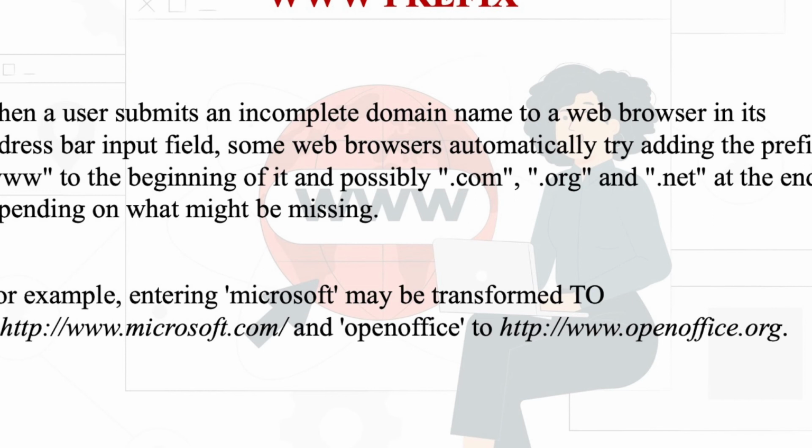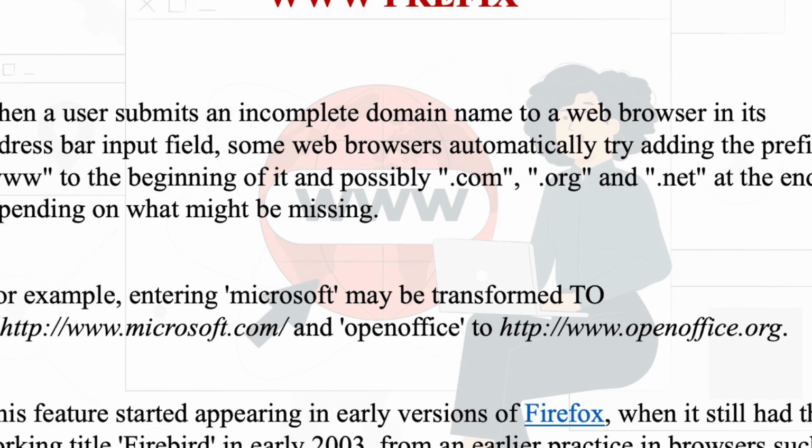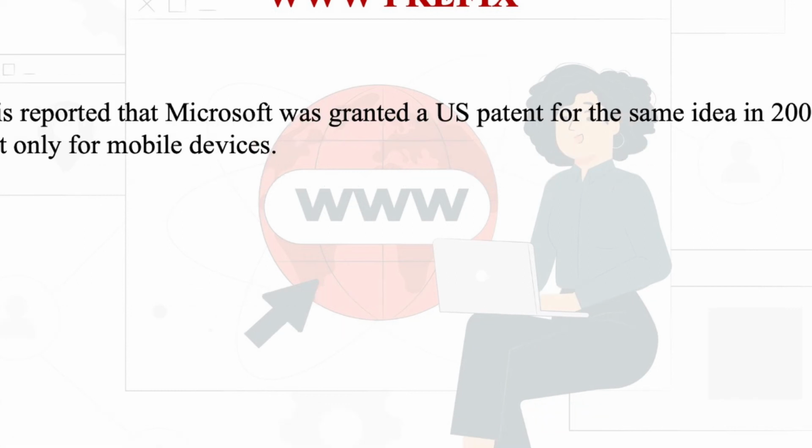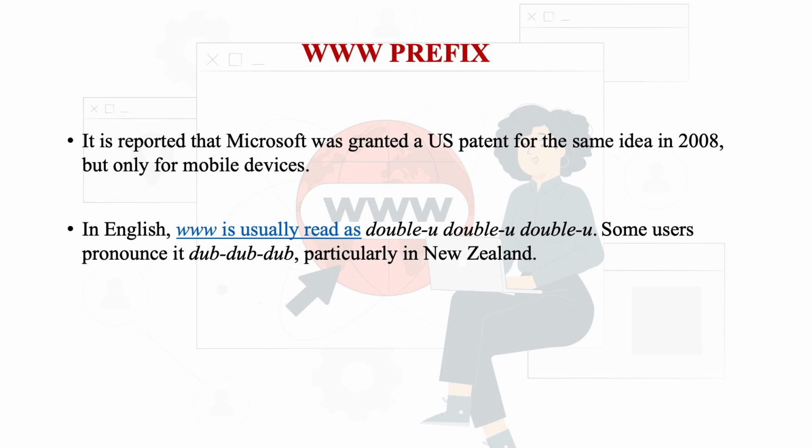For example, entering Microsoft may be transformed to http://www.microsoft.com and OpenOffice to http://www.openoffice.org. This feature started appearing in early versions of Firefox when it still had the working title Firebird in early 2003, from an earlier practice in browsers such as Lynx. It is reported that Microsoft was granted a US patent for the same idea in 2008, but only for mobile devices. In English, www is usually read as "double-u double-u double-u".